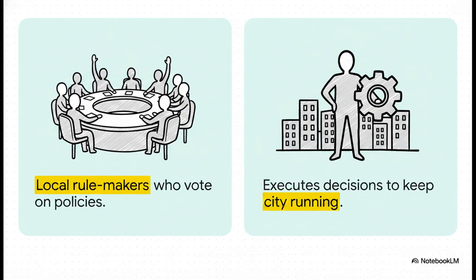So how does this actually play out right here in our own community? Well, the legislative branch is our Fresno City Council. They are our local rule makers, constantly voting on policies for the city. And the executive branch? That's represented by our Fresno mayor, who takes those policies and executes the decisions to keep the city's operations running smoothly and safely.